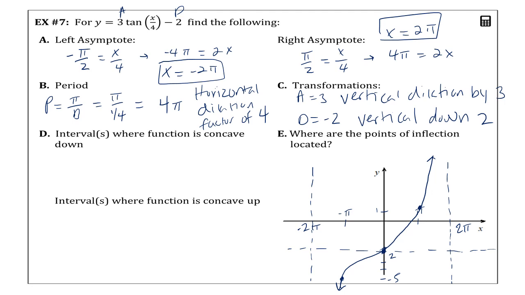All right. It's asking for our POI. Where is our concave down? So we're concave down from negative 2 pi up until 0, and that's when we change our rate. So we're concave down from negative 2 pi up until 0. Or you can write it as an inequality, negative 2 pi less than or equal to x less than 0.